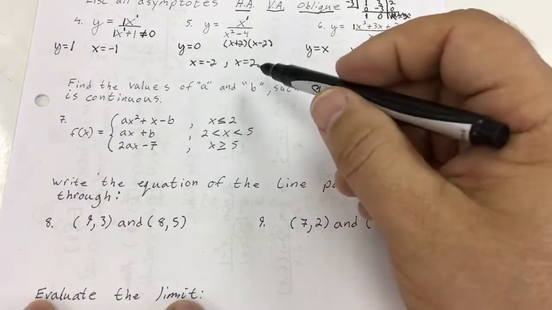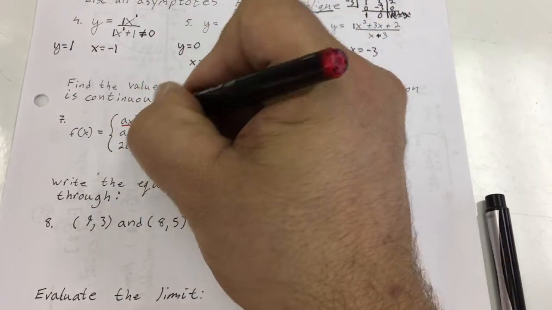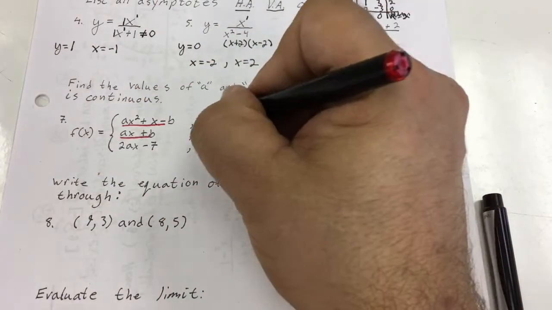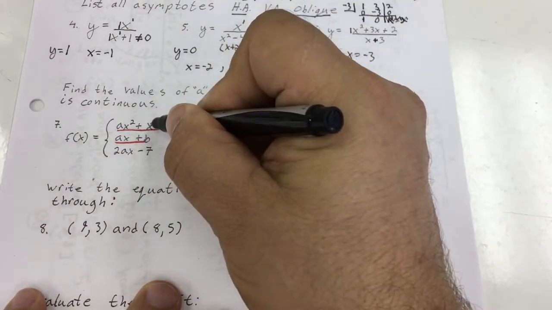Continuity. I want to find out for what values of a and b that makes this function continuous. So the trick to this is I take the top function and I set it equal to the middle function at the value where they line up, which is at x equals 2. So I'm going to plug this x equals 2 into this top function.